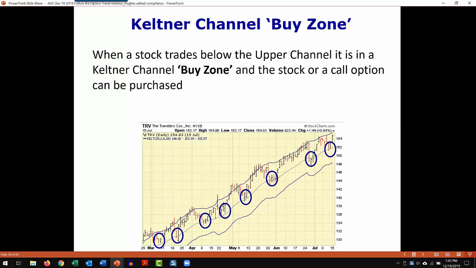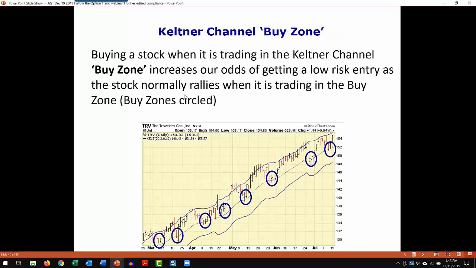So we use these retracements after the stock's been overbought to enter either a stock trade or a call option purchase. So that allows us to participate in a rally, a stock that's in a price uptrend, and can give us a lower risk entry. So buying a stock when it's trading in the Keltner Channel buy zone increases our odds of getting a low risk entry, as the stock normally rallies when it's trading in the buy zone.